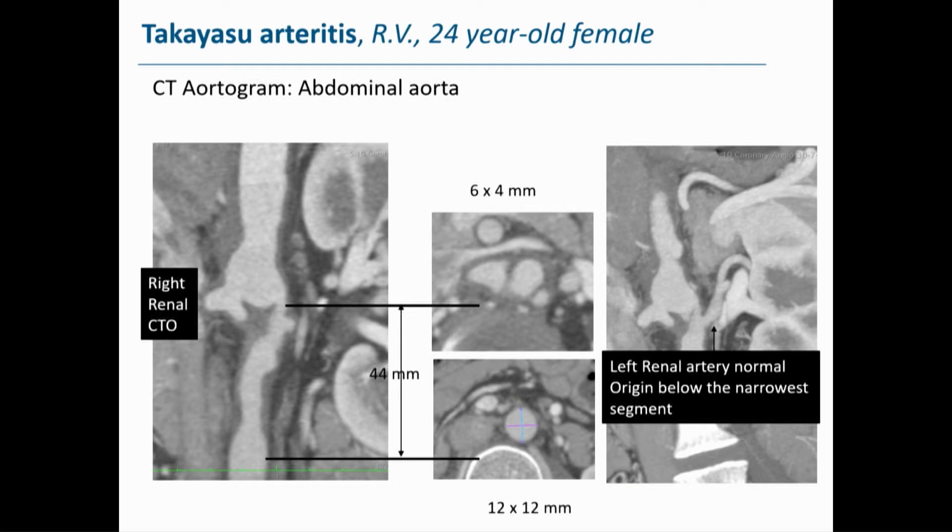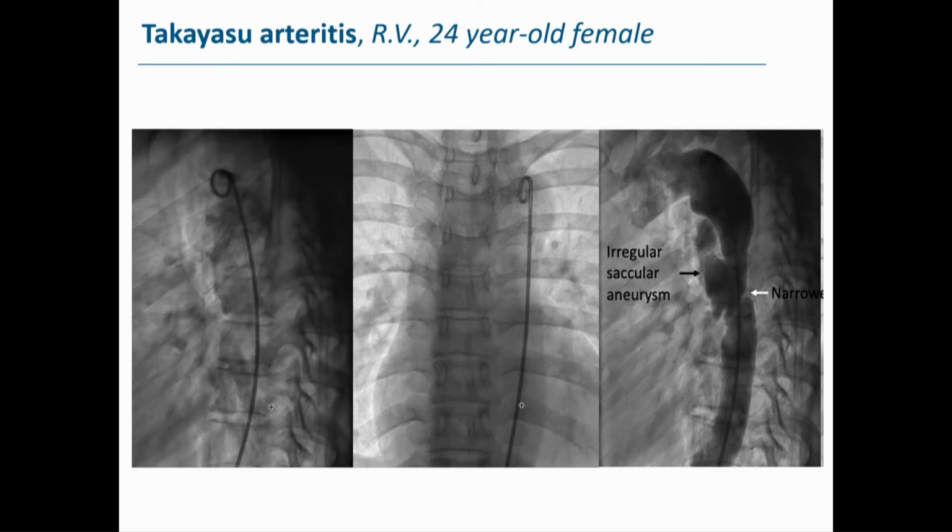This is the CT aortogram of the abdominal aorta, where you can see that the right renal artery has a chronic total occlusion, and there is also another saccular aneurysm and dissection here, and the aorta is narrowed quite a lot, the narrowest segment measuring 6 into 4 millimeters, and then the distal normal aorta measures 12 into 12 millimeters. The left renal artery is normal and it originates just below the narrowest segment.